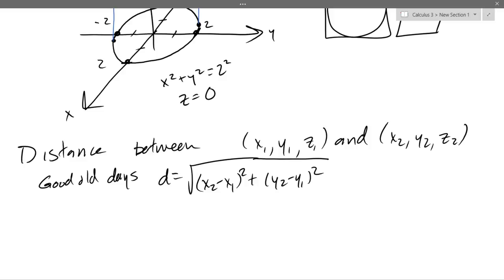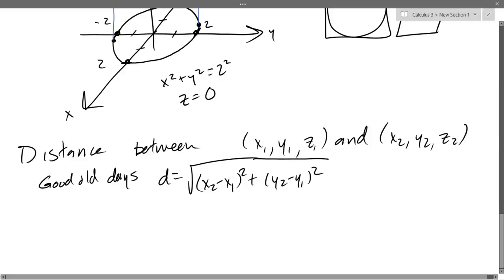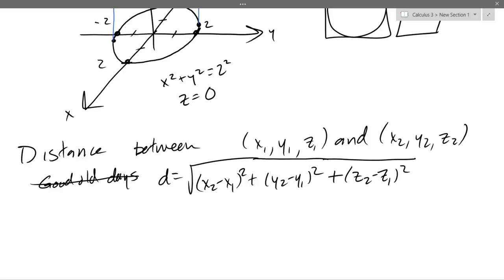What do you think we do with our z coordinates? That's it. Just continue the pattern. Plus z2 minus z1 squared right there. All right, so now forget about the good old days. There we go. That's our distance. So you got the x distance squared, y distance squared, z distance squared, square root everything.